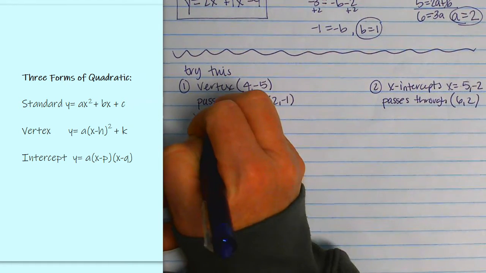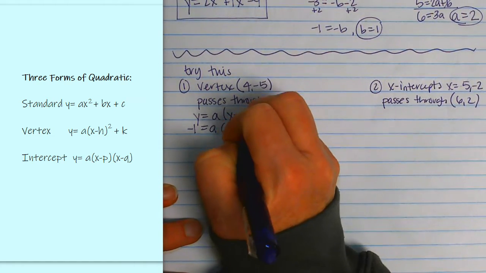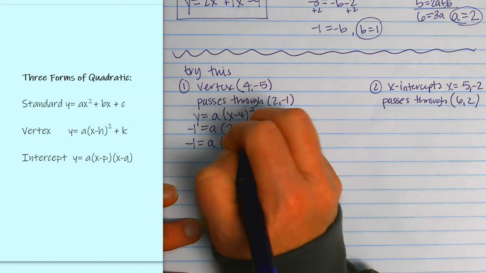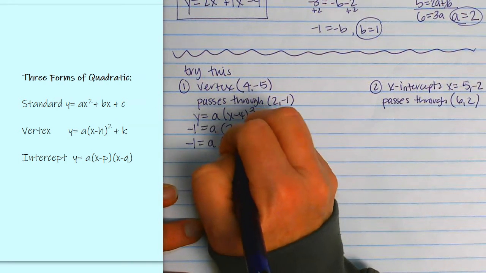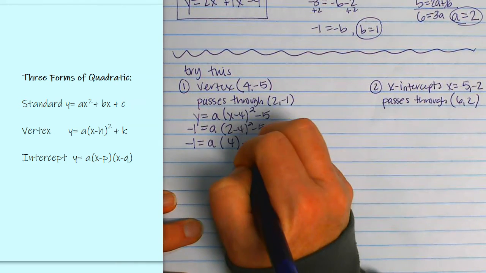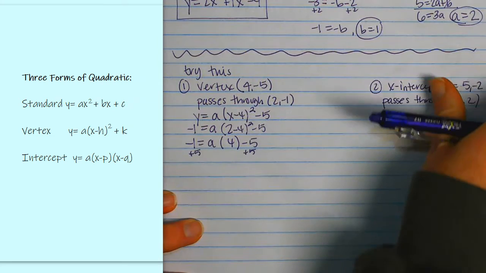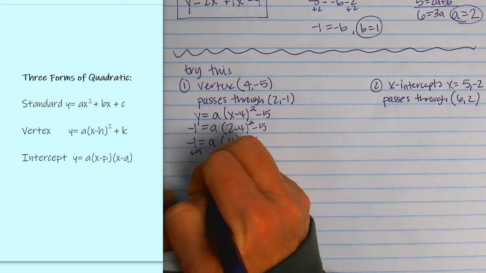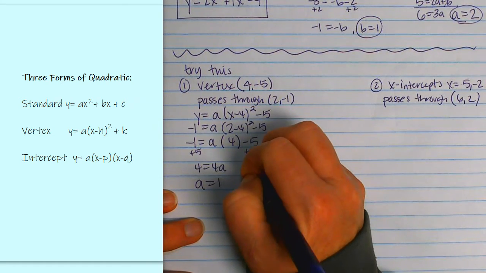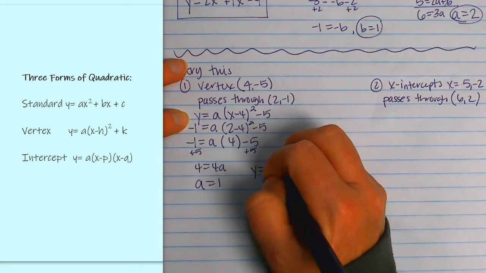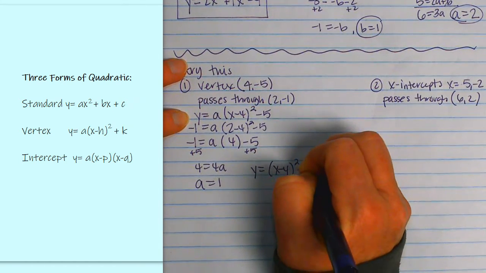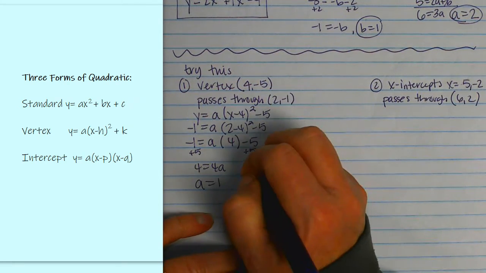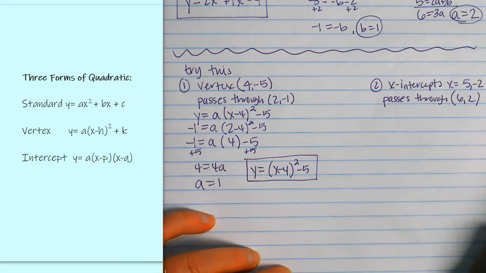So I'm going to plug in -1 for y, 2 for x. -1 equals A times 2 minus 4 is -2 squared is 4, minus 5. Add 5 to both sides. And so I have 4 equals 4A and A equals 1. Now my equation is y equals x minus 4 squared minus 5. The A value is 1 for this first example. Not maybe as exciting as I'd hoped, but simple to solve.